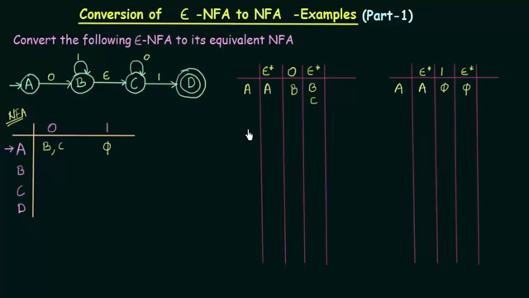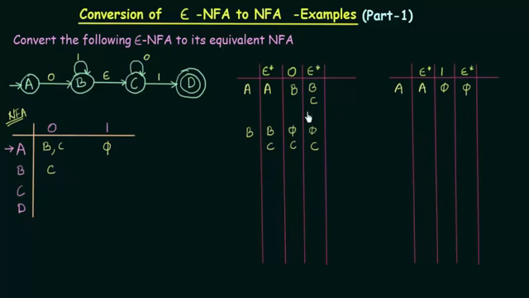Now let's come to state B. What is the epsilon closure of B? B and C. Now B on input 0, where does it go? It goes nowhere, it goes to phi. And then C on input 0, where does it go? It goes to C itself. Here this is phi, so this will also be phi. And now C's epsilon closure is only C. So we get C at the end. So B on input 0 will go to C.